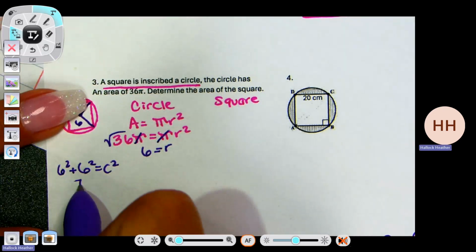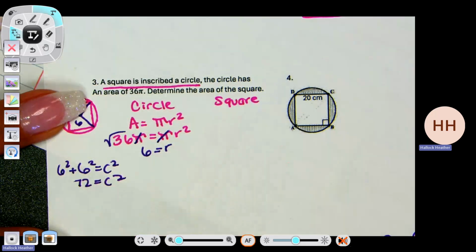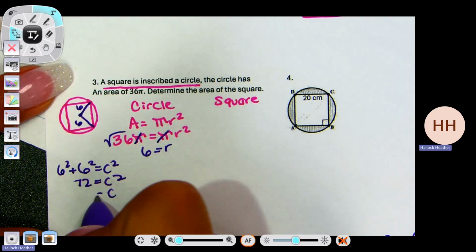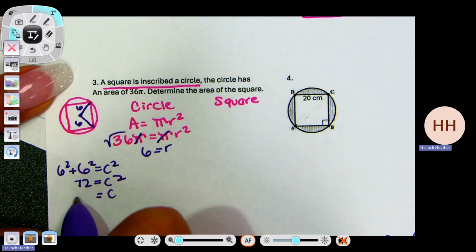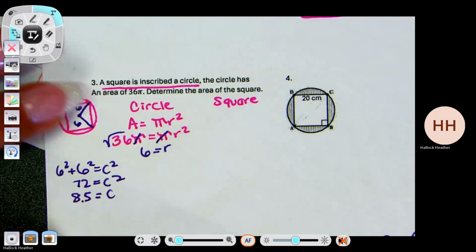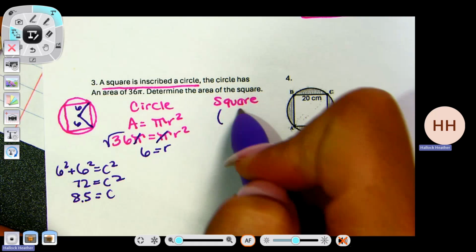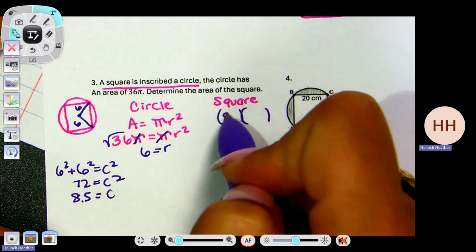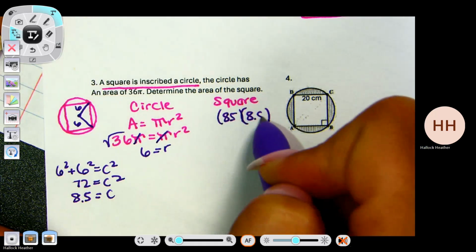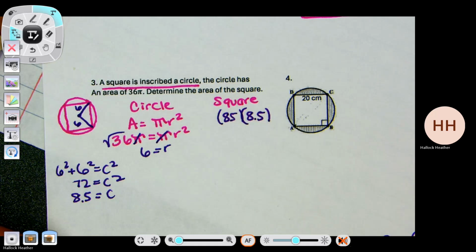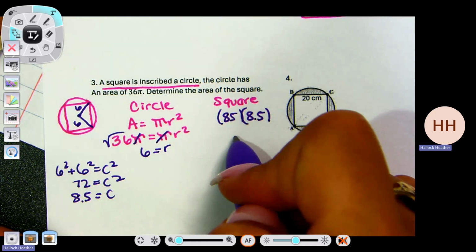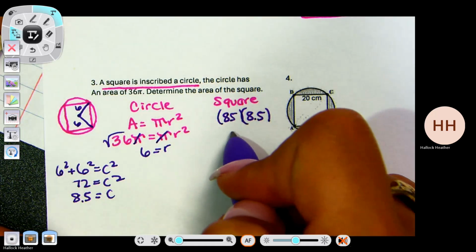So you should get 72 equals c squared. Shift square root. So that's 8.5. And then how do I find the area of the square? Base times height, which is, what's my base and my height going to be? 8.5. Which is like 72.3.